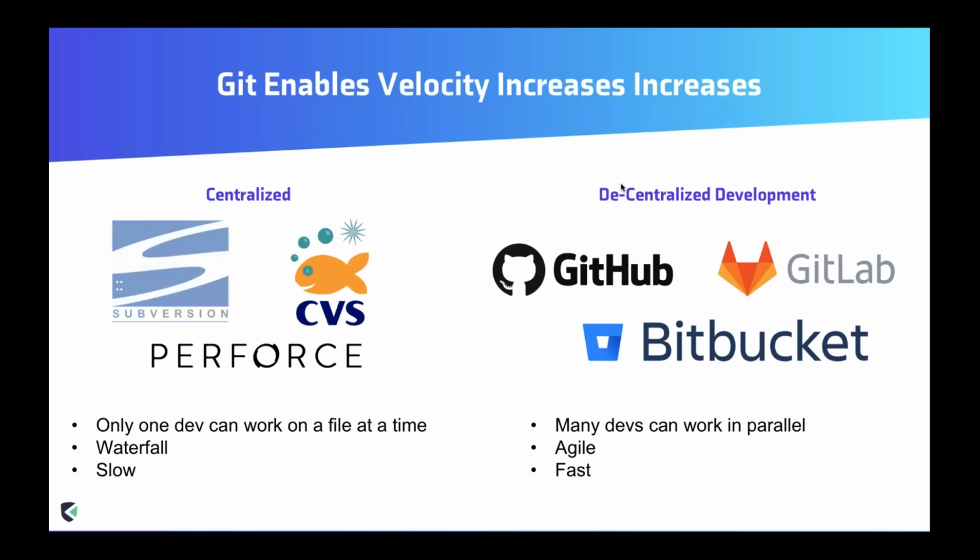Well, the way in which we check in code has changed dramatically with Git. In the past, what we had was a centralized system where only one person could work on a file at a time. However, in the decentralized model of Git, because every developer can create their own pull request, that's enabled us to move much faster and be much more agile. So we think that Git is a key innovation in this SDLC that is worth focusing on.